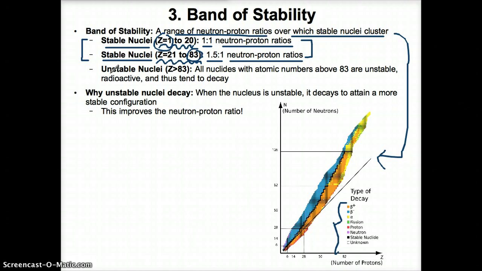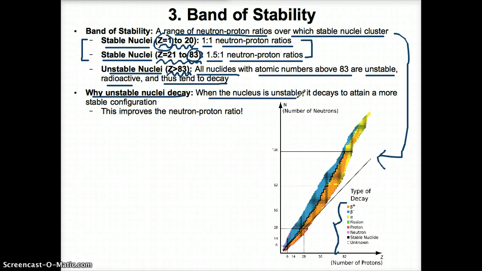All right? However, you also have something called unstable nuclei, which exist for nuclides with atomic numbers, or number of protons, of greater than 83. All nuclides with atomic numbers above 83 are considered unstable, radioactive, and thus tend to decay. And why do these unstable nuclei decay?